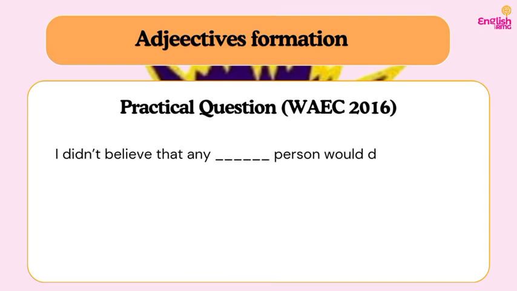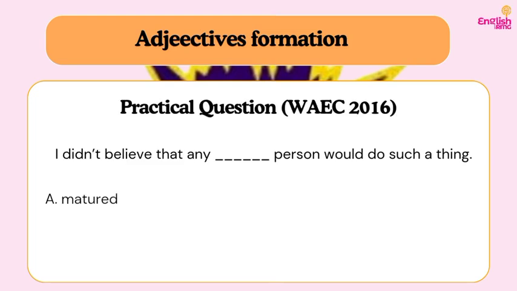So now, after we've explained this formation of adjectives, let's look at some practical questions from the past WASSCE questions. I want you to know that questions on adjectives are usually in section 5 of your Paper 1 past questions. So all the questions that I'm going to be asking are going to be from this section. So we have: I don't believe that any dash person would do such a thing. Let's look at the options to see what is going to be our possible answer.